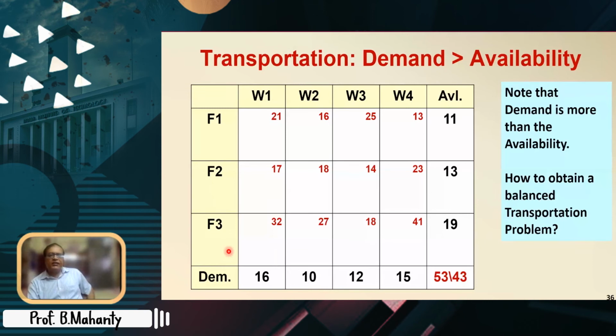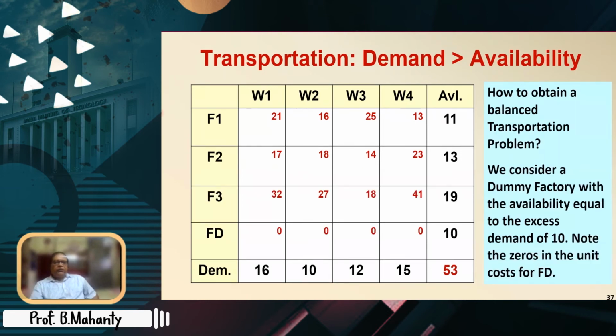There are 3 factories. Their availabilities are 11, 13 and 19. That means the total is 43, and the demands are 16, 10, 12 and 15. That means the total demand is 53. So as we have correctly diagnosed, this has to be balanced by adding a dummy factory, that is FD.